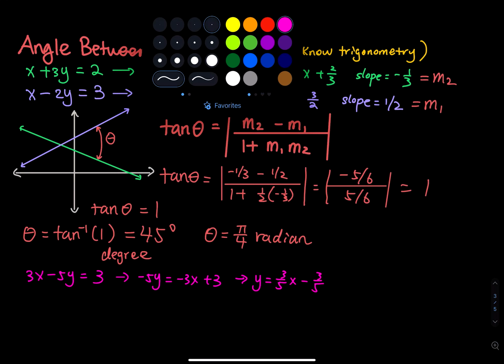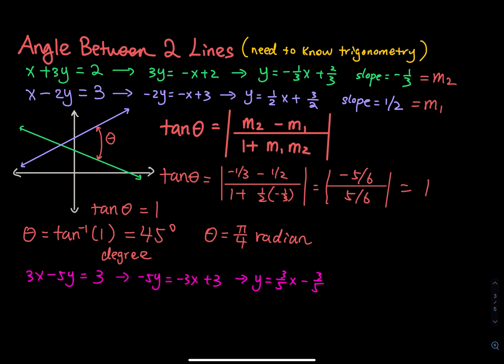And then the next question, let's do that in yellow. So I'm going to do 3x plus 5y equals 12. That implies 5y equals negative 3x plus 12. Divide both sides by 5. You have y equals negative 3 over 5x, and then 12 divided by 5.